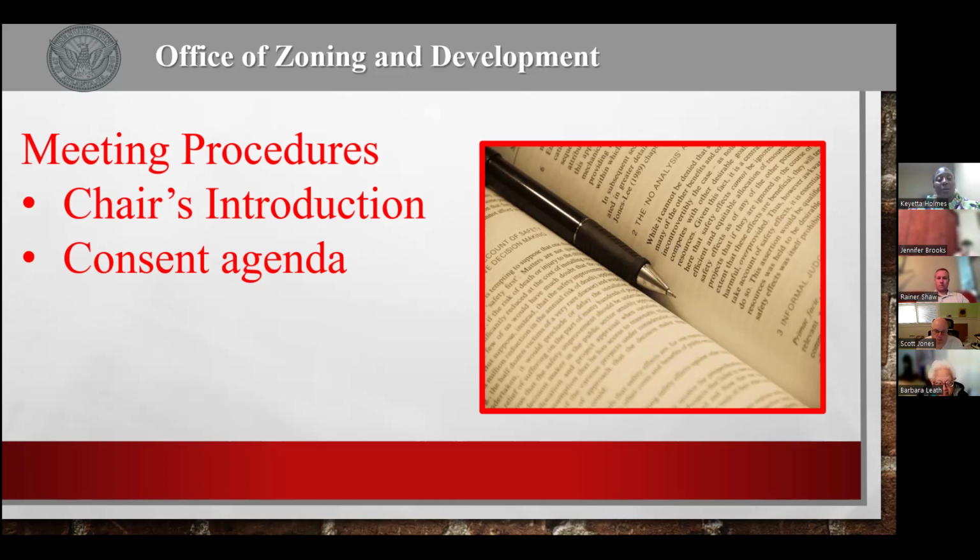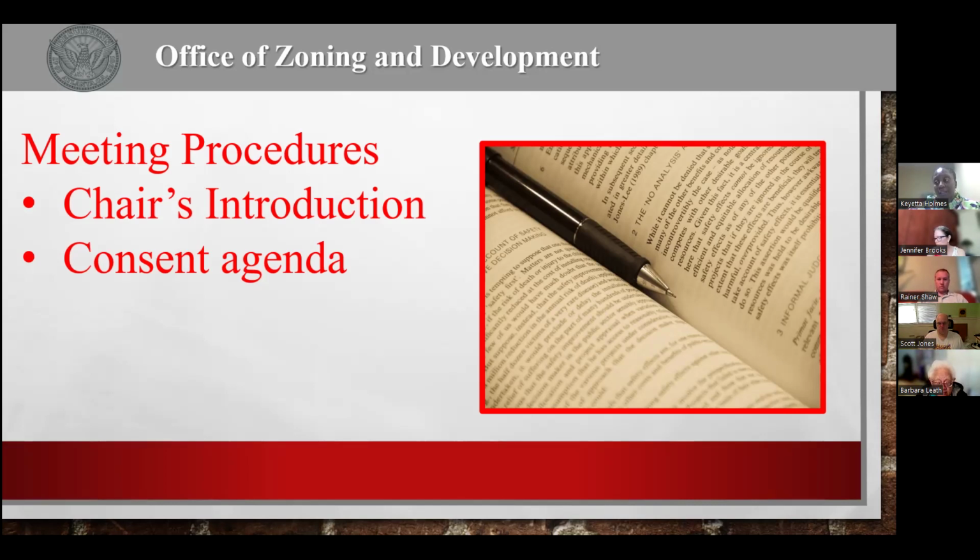Specifically for the Board of Zoning Adjustment, in 2015, the Board of Zoning Adjustment adopted a consent agenda. That consent agenda is items that both the staff has recommended approval for and the NPU has recommended approval for. In addition to that, if the NPU and the staff agree on conditions, those items are added to the consent agenda.